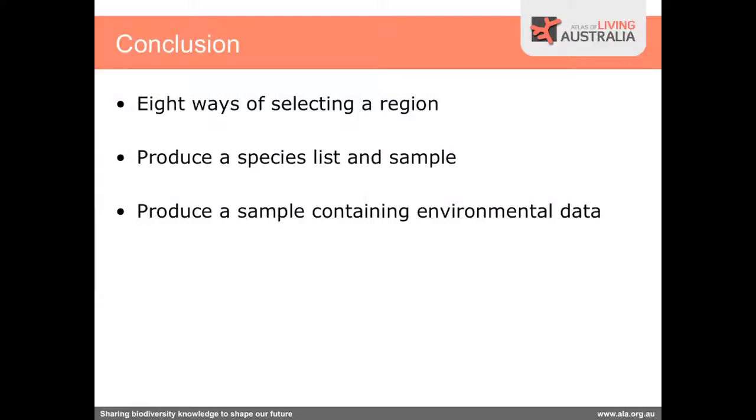That concludes this demonstration. In this demonstration, we have discussed the 8 ways of selecting an area for analysis, producing a species list, and producing a species observation sample. As you can see, these analysis tools provide a flexible and powerful way to get access to data for a given region or environmental envelope. By providing the data in standard CSV format, you can use whatever tools you want to analyze and further process the data.